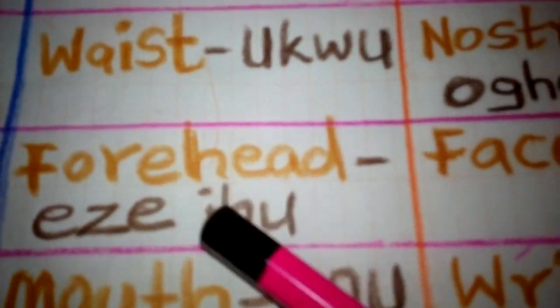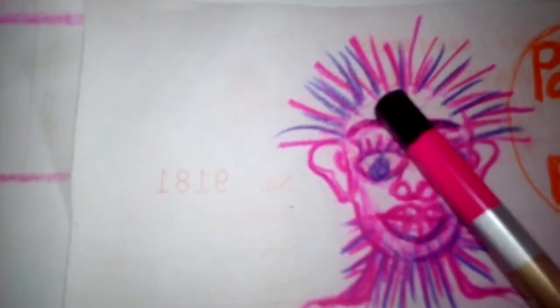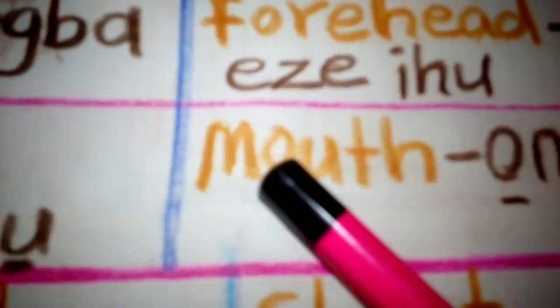Forehead, eze ihu. Eze ihu is the middle of your head, part of the head. The middle here, this white place in front, is what we call eze ihu.